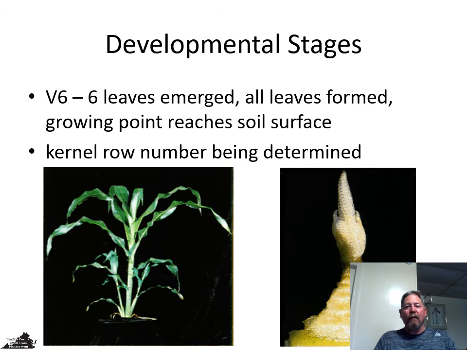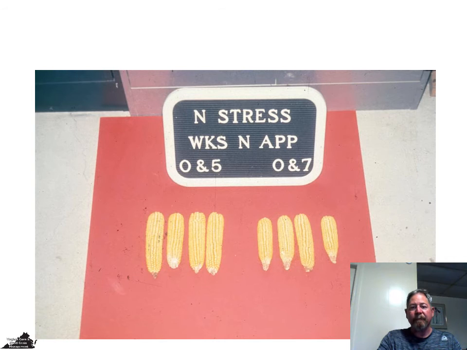With all that said, though, we do have a concern. If we look at the V6 to V8 developmental stage, so when the corn's maybe knee-high to waist-high, all the leaves have formed, the growing point has reached the soil surface, and the number of kernel rows is being determined. So the number of rows around the ear is being set at this stage in that V6 to V8 range.